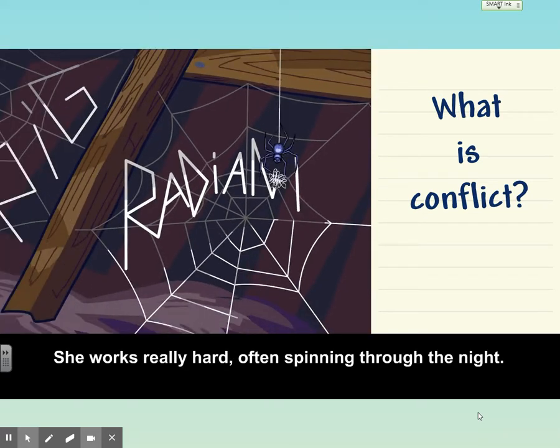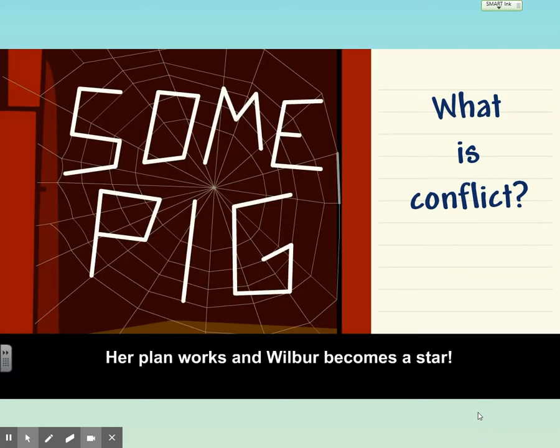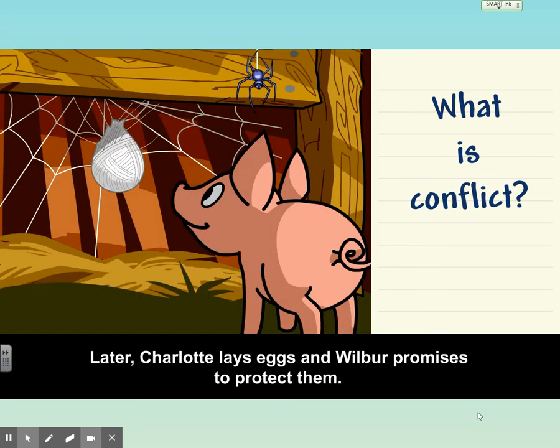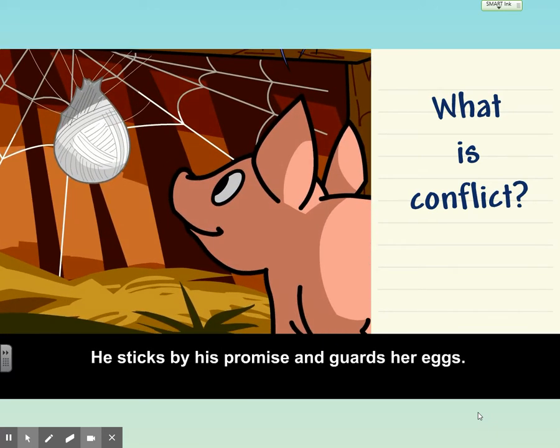She works really hard, often spinning through the night. Her plan works and Wilbur becomes a star. Later, Charlotte lays eggs and Wilbur promises to protect them. He sticks by his promise and guards her eggs.